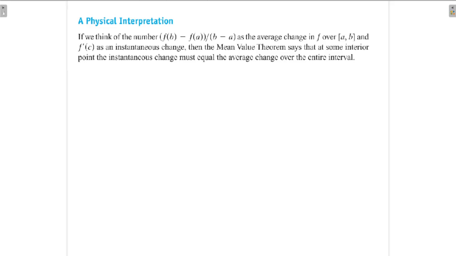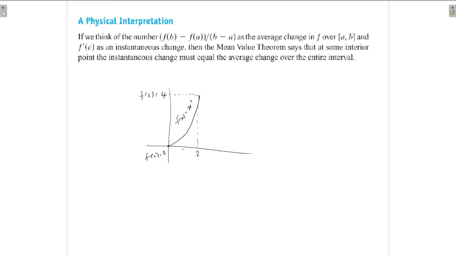This is the physical interpretation of the mean value theorem. If we recall the previous example, our function is f of x equal to x square, and we consider this function in [0, 2]. What we have proved is: f of 0 is 0, and this is our f of 2 and this is our f of 0.